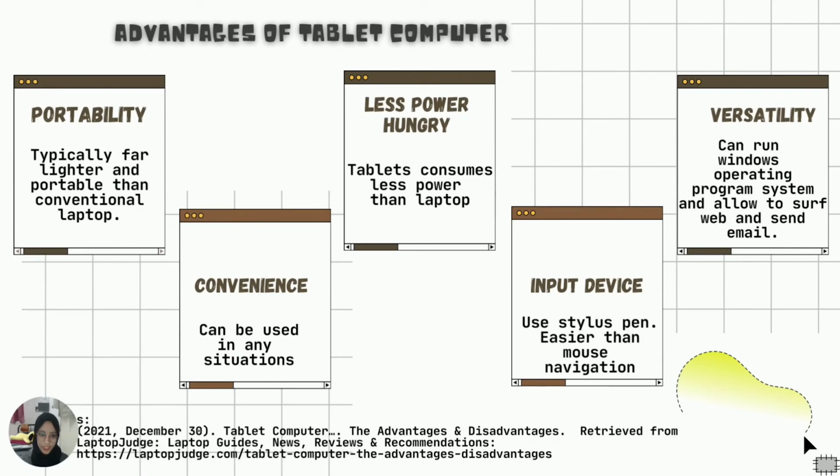Okay, so I will continue with the advantages of tablet computer. First, it is portability, which is it typically is lighter and more portable than a conventional laptop. Next, it is convenience, which is we can use a tablet in any situation. Next, less power hungry, which is tablets consume less power than laptops. Next, input device, which is for tablet we use a stylus pen. It is easier than mouse navigation. And lastly, versatility, which is a tablet can run Windows operating system programs and allow us to surf the web and send email.